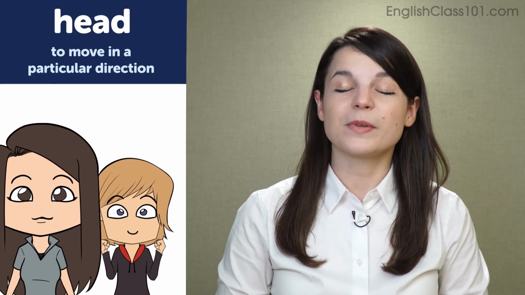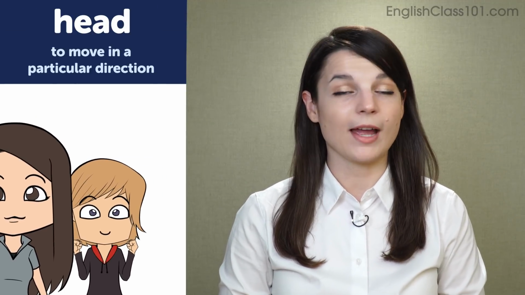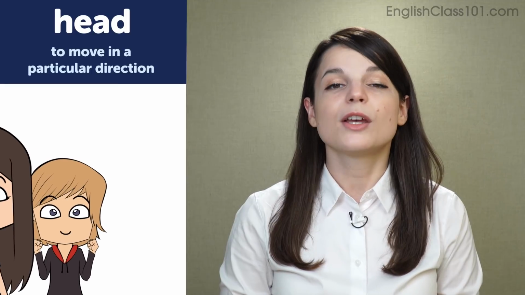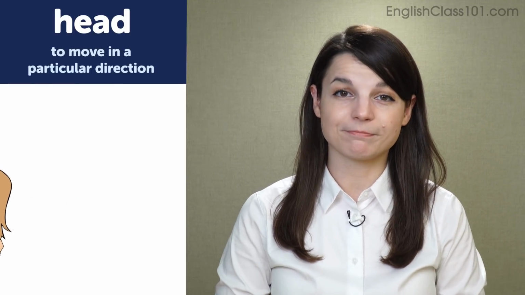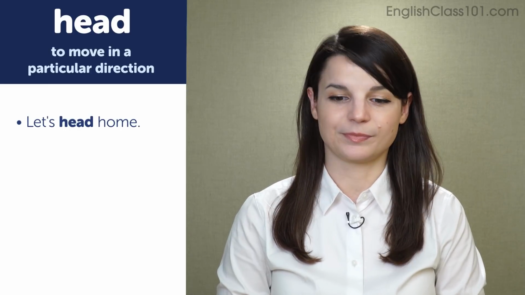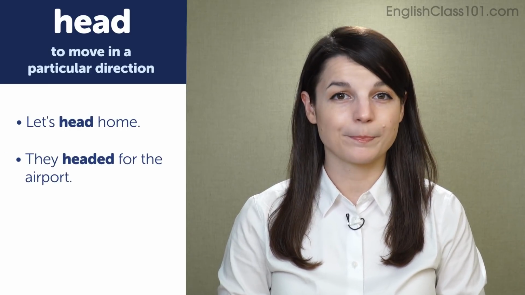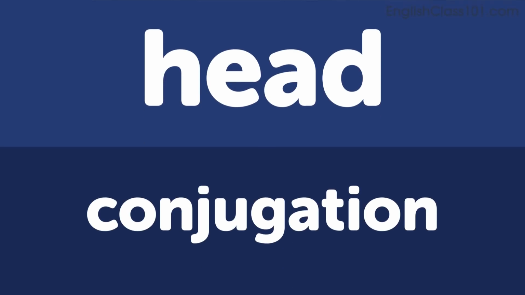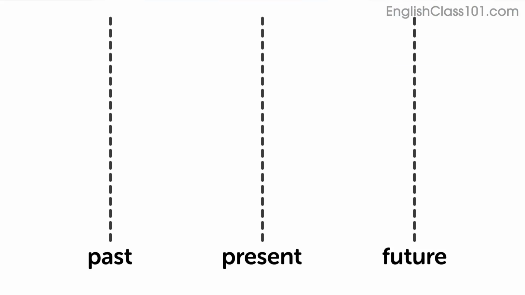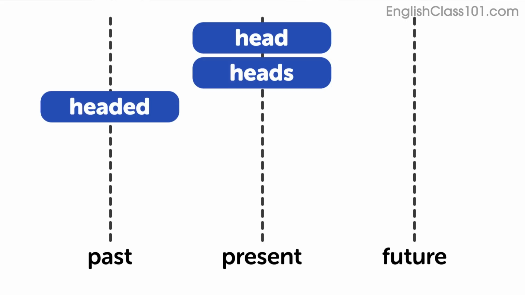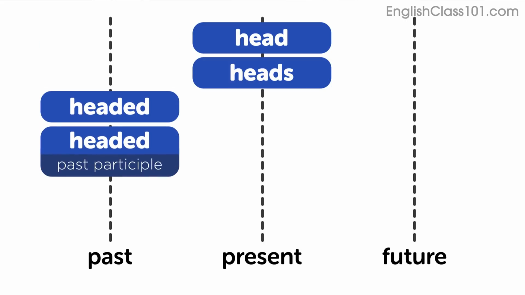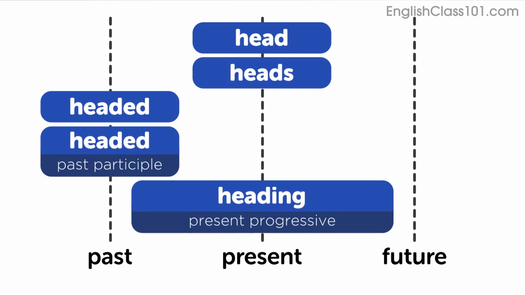Okay, let's start with the basic definition of the verb head. This verb means to move in a particular direction. Examples. Let's head home. They headed for the airport. Okay, now let's look at the conjugations for this verb. Present, head, heads. Past, headed. Past participle, headed. Progressive, heading.